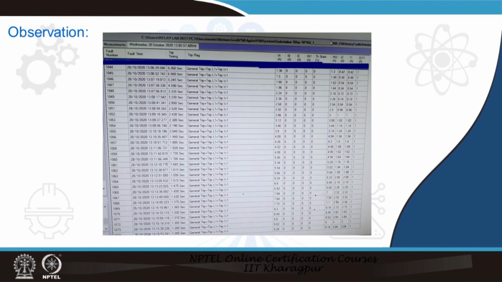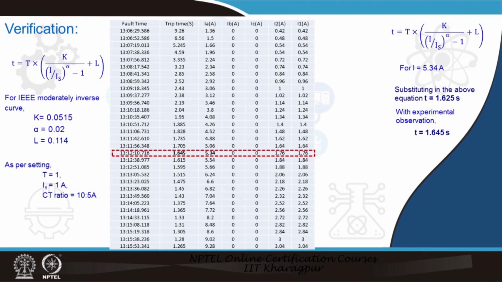Now, what you see here is that this list of points is being tabulated like this, and this is the table we have. So, the fault time and the trip time are what is important for us for our characteristic verification.